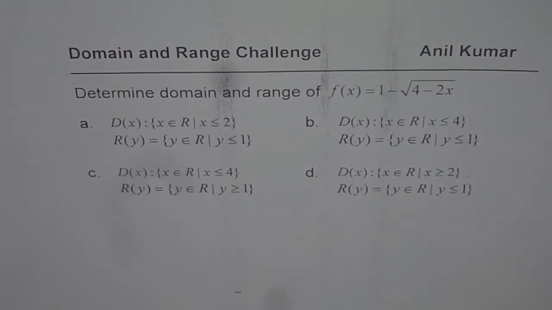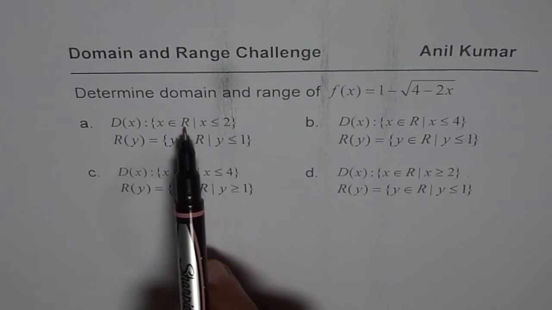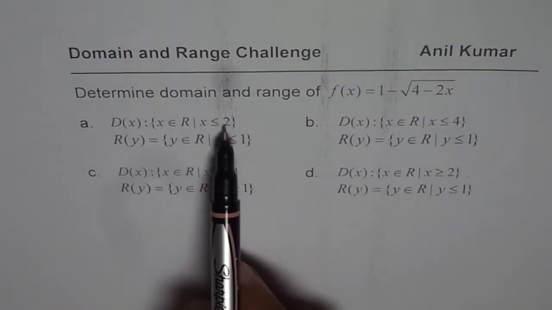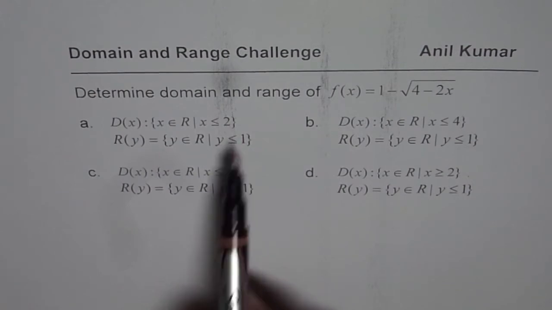The question here is, determine domain and range of f(x) = 1 - √(4 - 2x). You are given 4 different options. Option number 1 is domain x belongs to real numbers where x ≤ 2, range y belongs to real numbers, y ≤ 1.